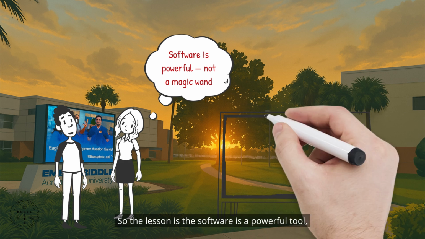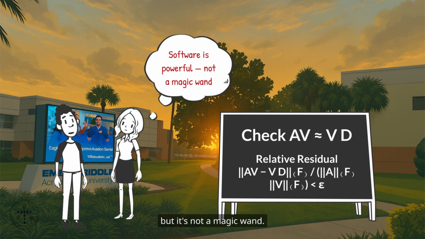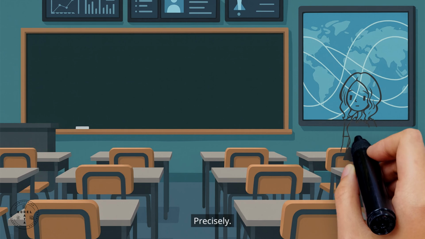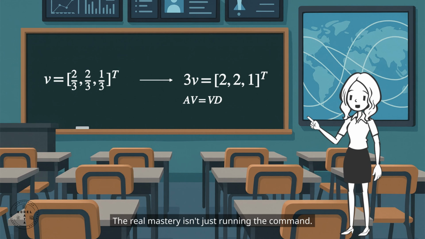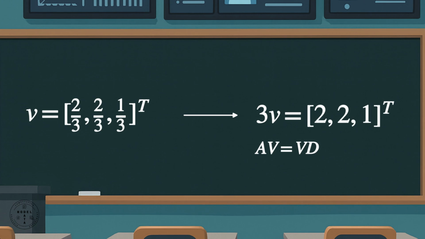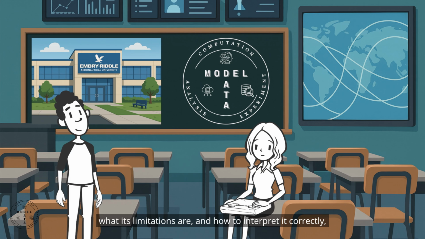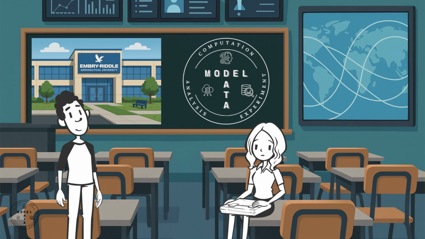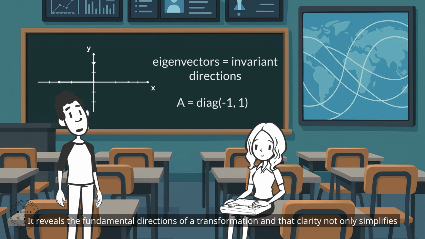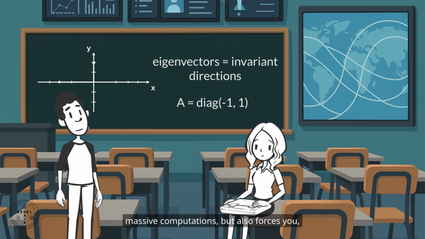Right. So the lesson is the software is a powerful tool, but it's not a magic wand. You can't just blindly trust the output. Precisely. The real mastery isn't just running the command. It's understanding the math well enough to know if the output makes sense, what its limitations are, and how to interpret it correctly, especially when things get weird. So, summing up, eigenvectors give us this invariant viewpoint. It reveals the fundamental directions of a transformation, and that clarity not only simplifies massive computations, but also forces you, the learner, to be a sharper critical thinker about the tools you're using.